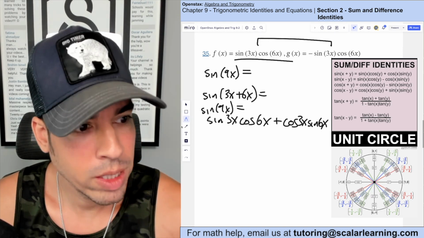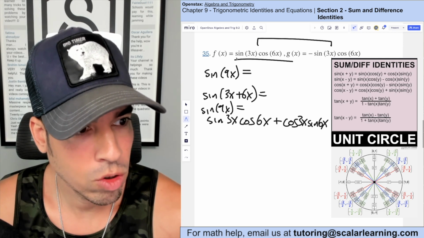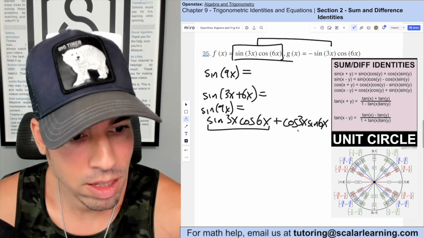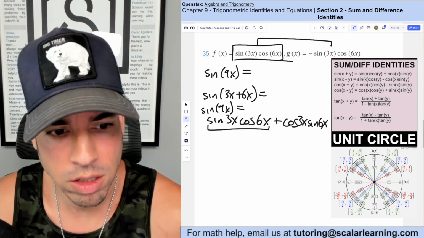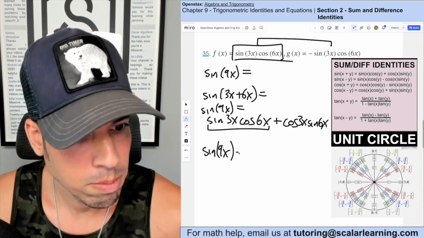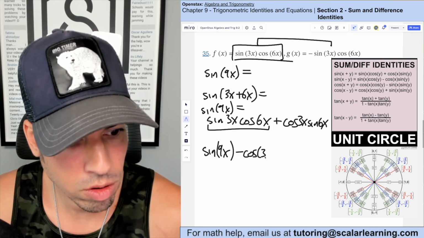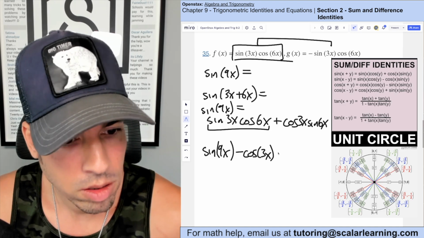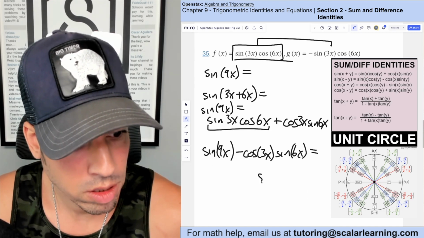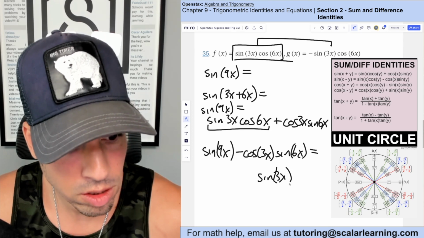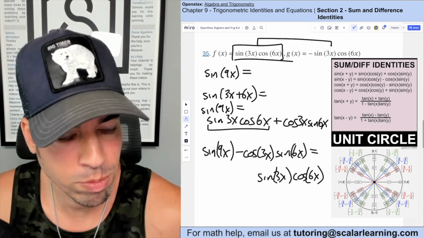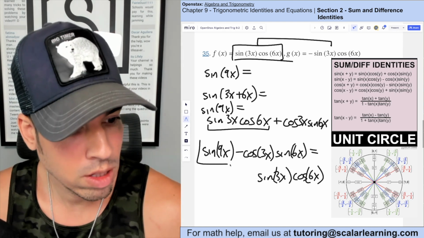All right. Now, the reason why this is great is because I'm trying to get something equivalent to this, which is right here. So I can isolate this by subtracting both sides by cosine of 3x times sine of 6x. So then I get sine of 9x minus cosine of 3x times sine of 6x, and this equals sine of 3x cosine of 6x. Okay, so they are equivalent. I've just proven that. I've just derived it. So this should be equivalent.